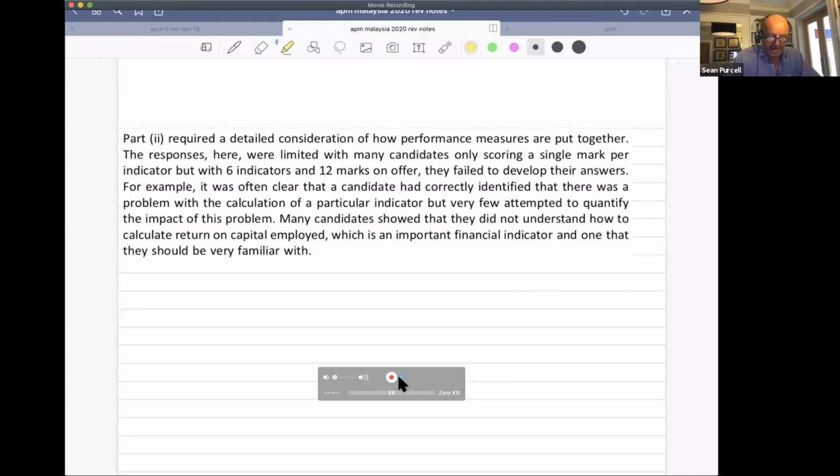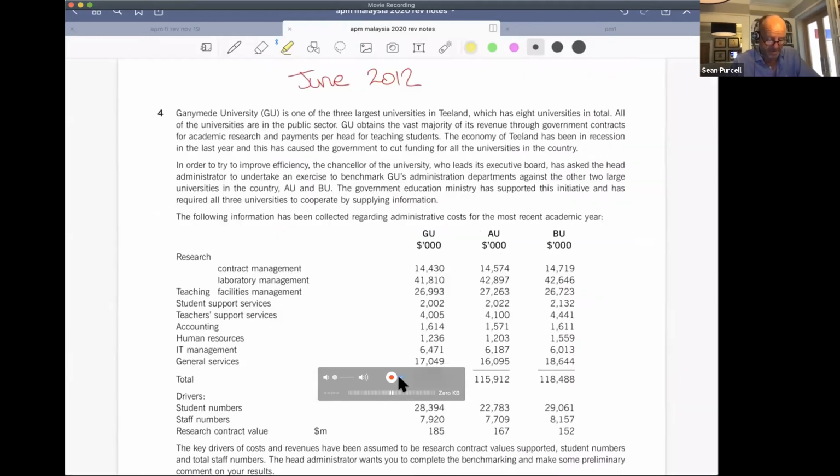So again, at APM level, many candidates showed they didn't understand how to calculate return on capital employed. Bit of a worry. If you don't know that at performance management level, you shouldn't really be passing performance management. So you should, anyway, that's not good.